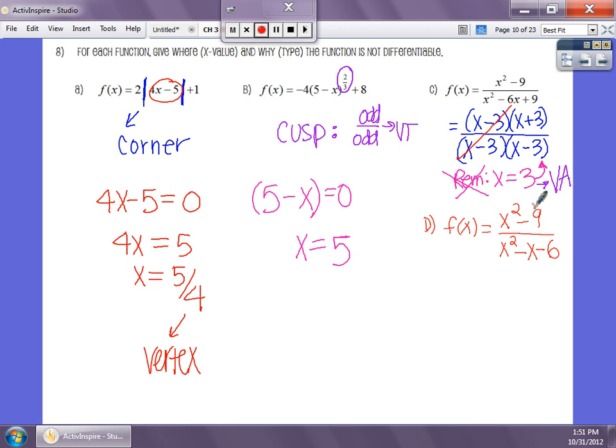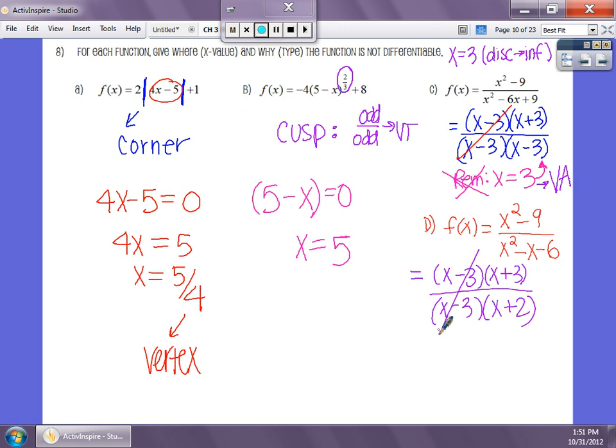So, what type of point exists in part C? At x equal to 3, there's a discontinuity, which is an infinite discontinuity, and that's why it's not differentiable. The removable does not exist there. Whereas letter D, the factors would be x minus 3 and x plus 3. The denominator would be x minus 3 and then x plus 2.